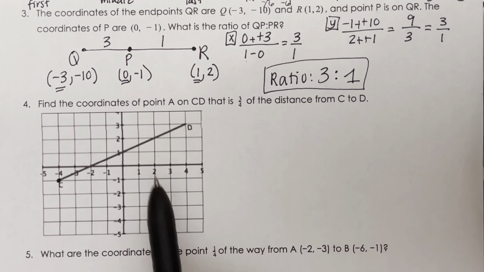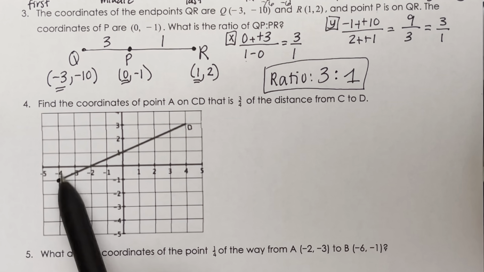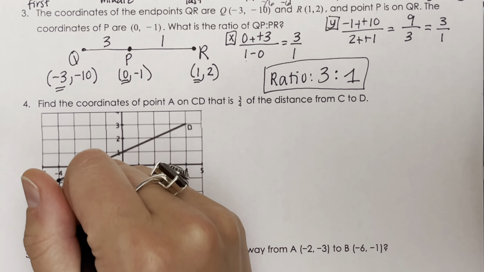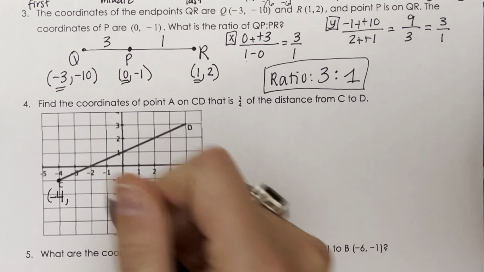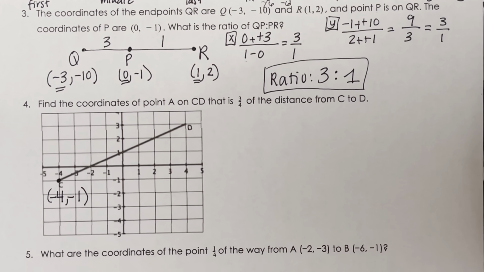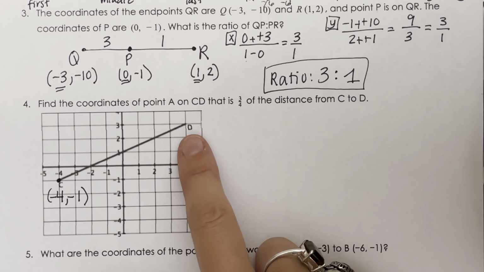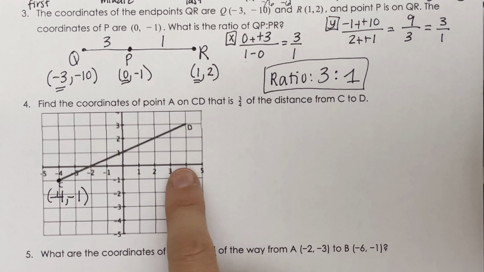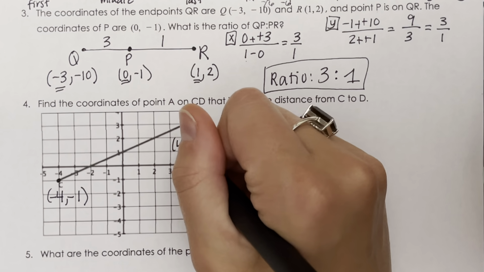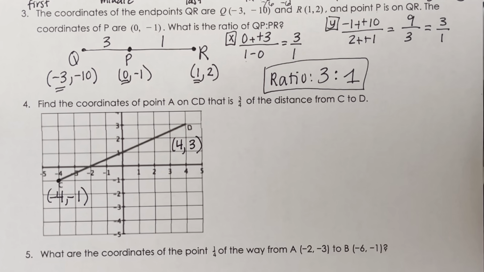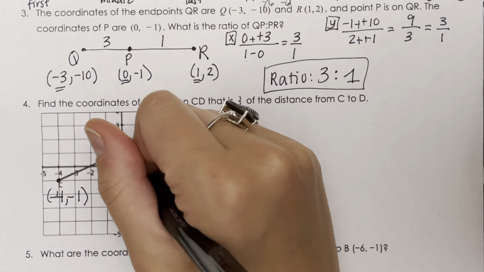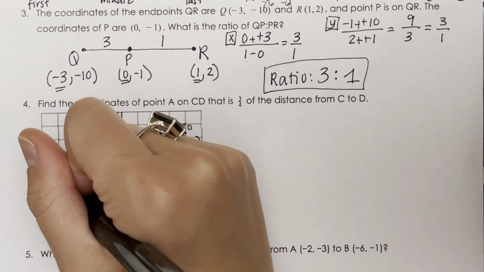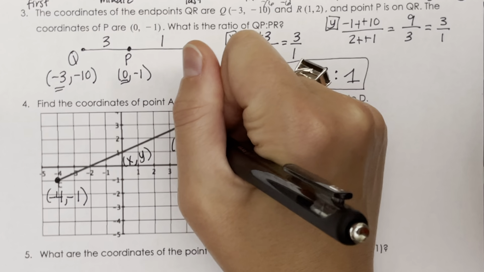So point C, I go to the left 4, down 1, so this is -4, or excuse me, yep, -1. And then my point D over here, I go over 4, up 3, so it's 4, 3. And I'm trying to figure out somewhere in the middle here I should have an X, Y. So I'm just going to use this actually as my picture this time.